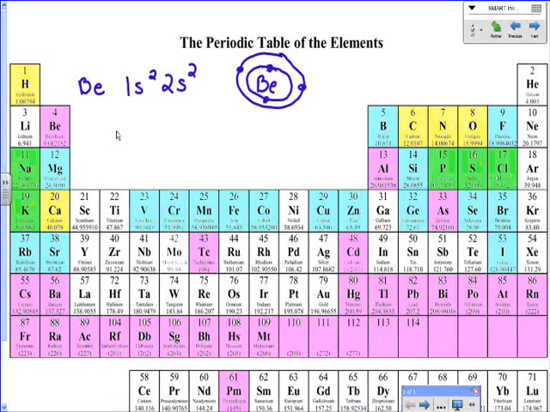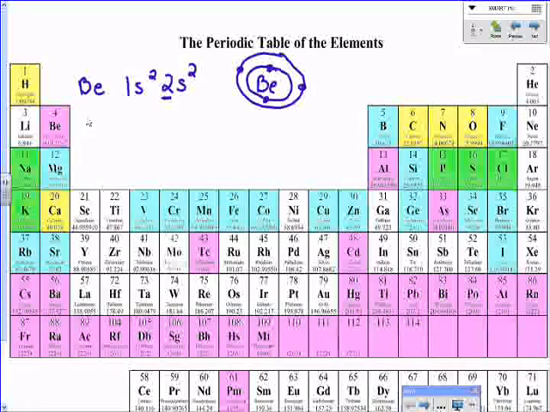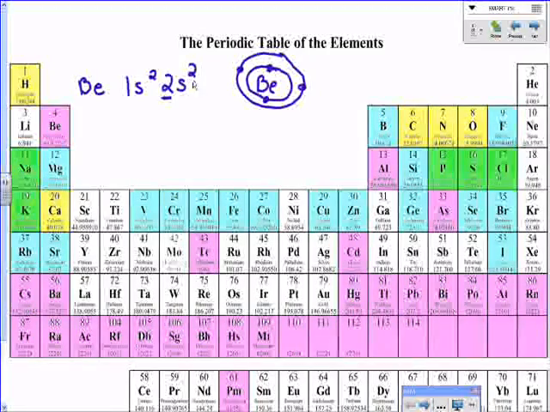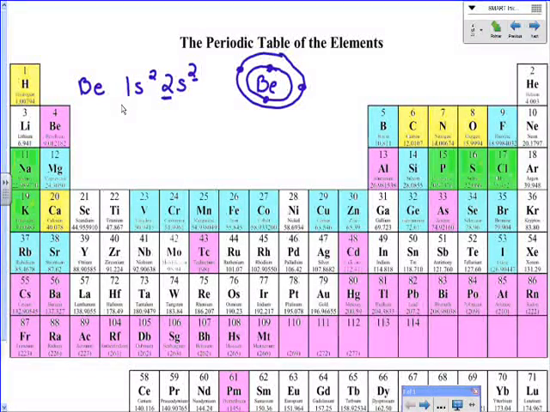And if you'll remember, the 2 in 2s means that we're on the second energy level, and it has to have 2s2 and 2p6 to be happy. So it's easier for the beryllium to give away these 2 valence electrons that we've got, instead of trying to find 6 to bond with.